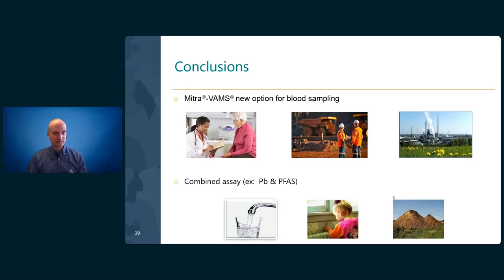And last, and not the least important, I would say, is the idea to have a kind of combined assay, for example, for lead and PFAS, as a result of water contamination. So with mitra-VAMS, it's now possible and easy to collect blood samples, and this opens the doors and allows us to create science and knowledge about the impact of different contaminants on human health.